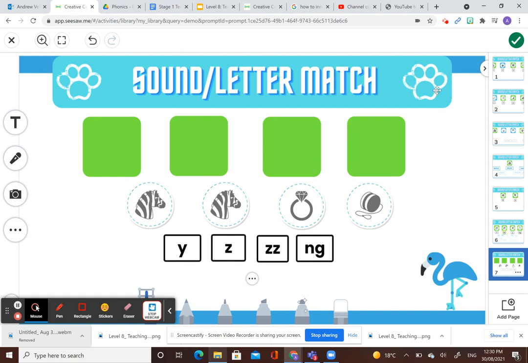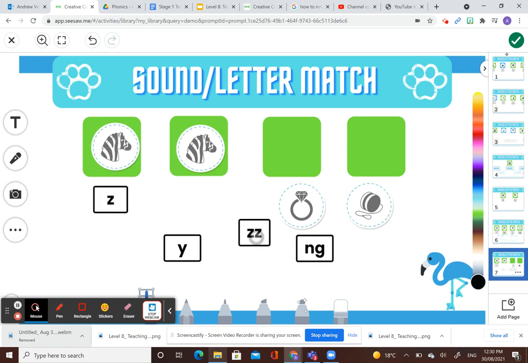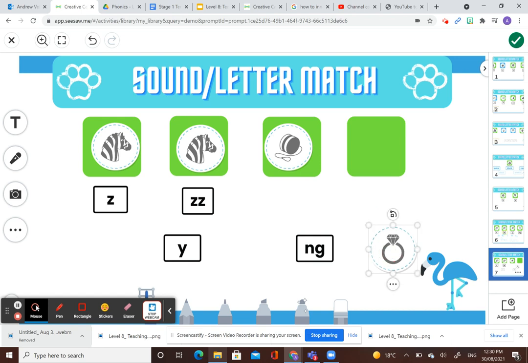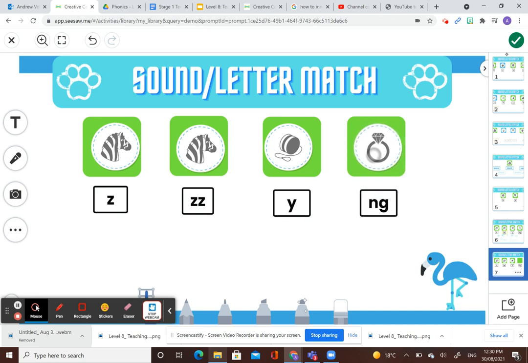Now let's go over the sounds that we are doing again this week. So we are doing the Z sound, represented by the letter Z. We are doing the Y sound, represented by the letter Y, and the Ng sound, represented by NG.